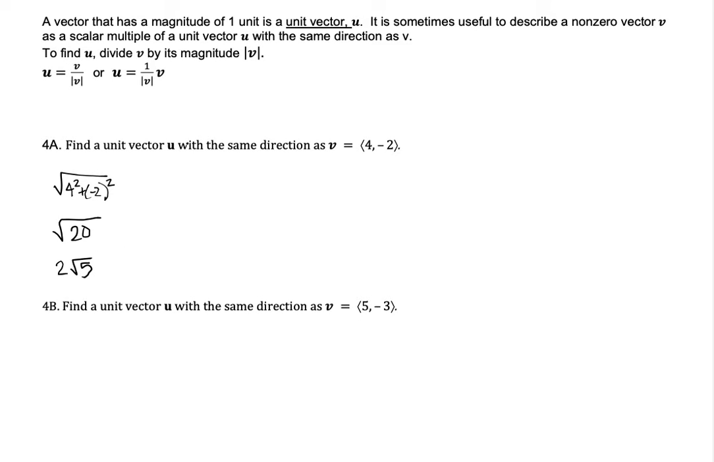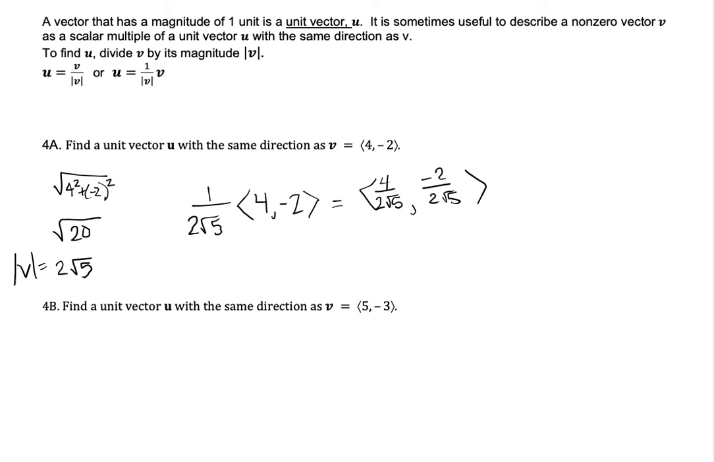Okay. So now I'm going to set it up. So this is my magnitude of v. I'm going to do 1 over 2 square roots of 5, and I'm going to multiply it, and it's just scalar multiplication, times <4, -2>. I'll wait to simplify this because I know I can't have a radical in the denominator, but I'll wait till after I get this done. So I'm just going to multiply this, so I get 4 over 2 square roots of 5, and -2 over 2 square roots of 5.